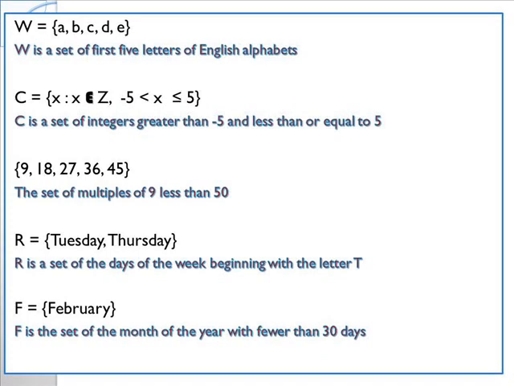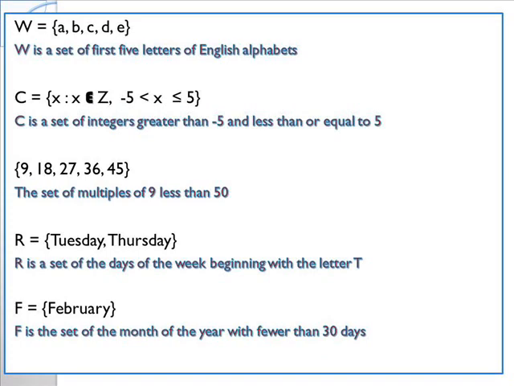Then we have a set containing the elements 9, 18, 27, 36 and 45. We can describe this set by using words. We can either write the set of multiples of 9 less than 50, or we can also write the set of first 5 multiples of 9. Then we have R = {Tuesday, Thursday}. R is a set of the days of the week beginning with the letter T.